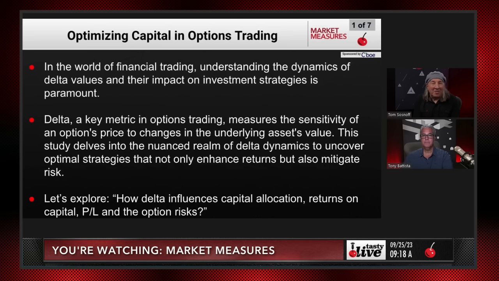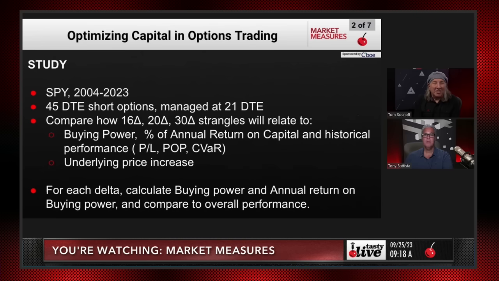There's a lot of stuff in there. It's a pretty heavy study. So basically 19 years. We looked at 45-day expiration short options. Of course, we're going to manage at 21 days. We compared 16, 20, and 30 delta strangles, and we checked everything from buying power, percent of annual return on capital, historical performance. We looked at underlying price, and for each delta, we calculated the buying power, the annual return on buying power, and compared it to the overall performance.